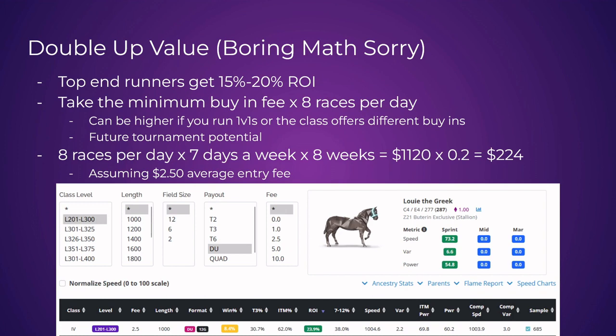The way you can extrapolate this out is by taking the minimum buy-in fee that you'll be running times 8 races per day. One thing to note is that you can make more money running 1v1s, but that's quickly drying up as people are figuring out exactly what to run in them. So I would just say, to be safe, just do double ups for now. So 8 races a day, 7 days a week, times 8 weeks, which is roughly how long a horse can stay dominant in today's meta.